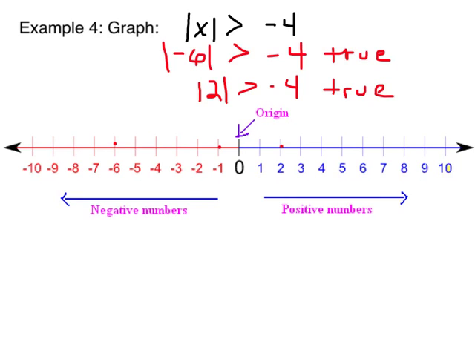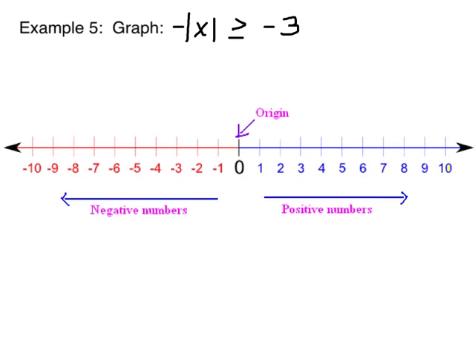Let's try negative 1. The absolute value of negative 1 is greater than negative 4. Well, the absolute value of negative 1 is 1, and 1 is greater than negative 4, so that is also a true statement. So here we're going to draw a line that encompasses everything, and we'll continue going in both directions. So again, that may be one you want to put in your notes, these last two, to refer to.